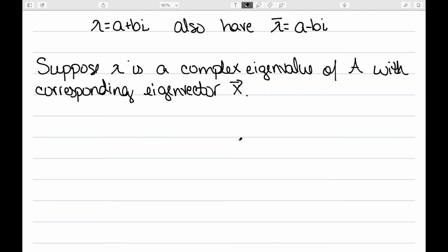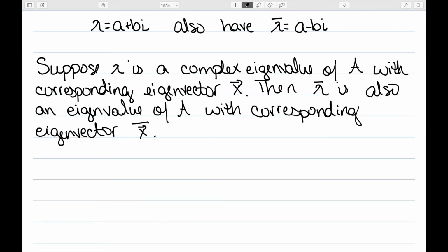So let's suppose that lambda is a complex eigenvalue of a matrix A with corresponding eigenvector x. Then we have that lambda bar, the complex conjugate, is also an eigenvalue of A with corresponding eigenvector x bar. So if we have one eigenvector, we can take the complex conjugate of it to find the other eigenvector. So let's look at some examples of using this.